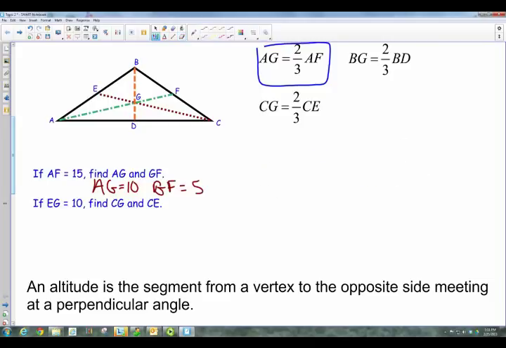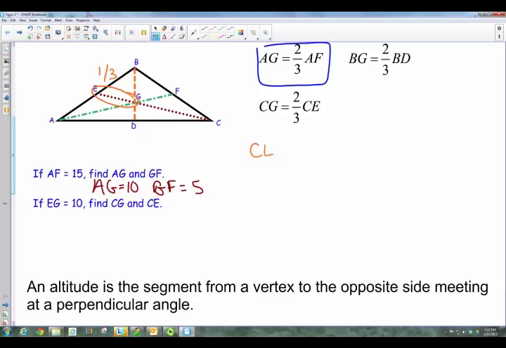Alright, now the second one says the EG is 10, so this part here is 10. I want to know what is CG and CE. Well, since that one's 10, that's the shorter part. Okay, as well as we saw in the last one, this is 2/3 the whole thing. So if that's 2/3 the whole thing, this one has to be double that one. Or you could say that this part here, this EG, is 1/3 the whole thing.